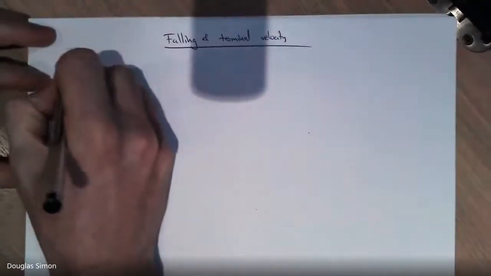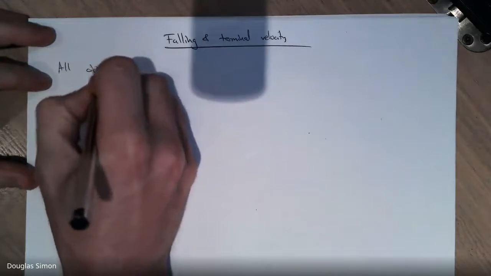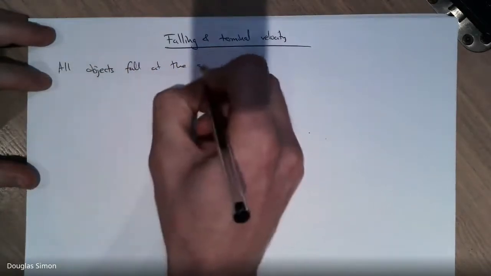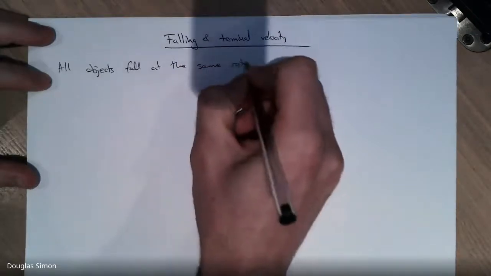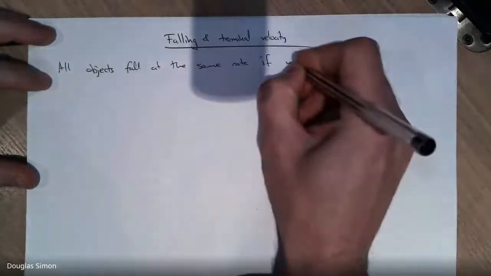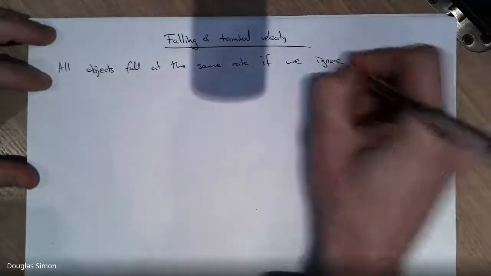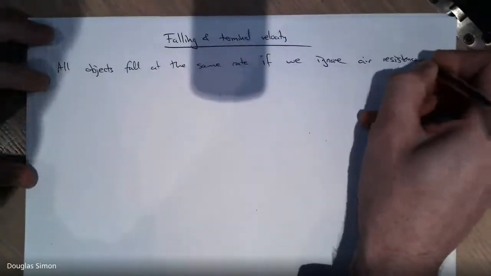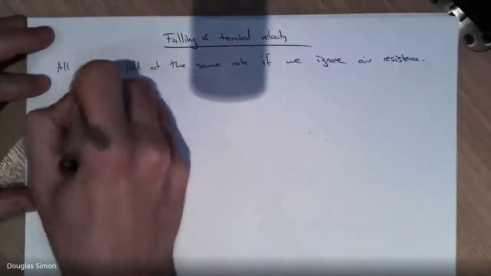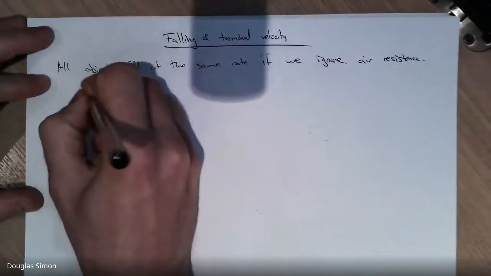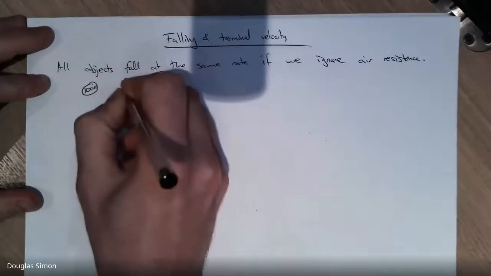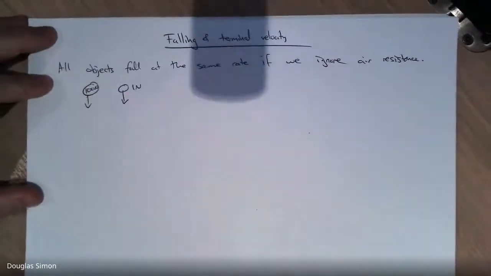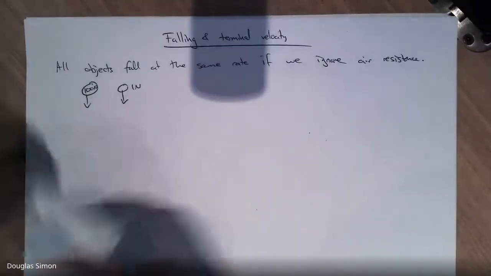So all objects fall at the same rate if we ignore air resistance. It seems counterintuitive, but it is true. So if we have 100 newtons, and if we have 1 newton, they will accelerate at the same rate. Right? And this is a really easy proof.